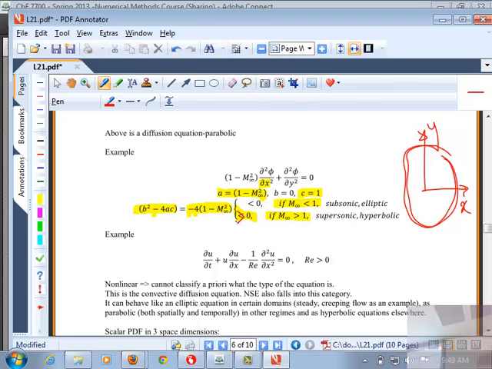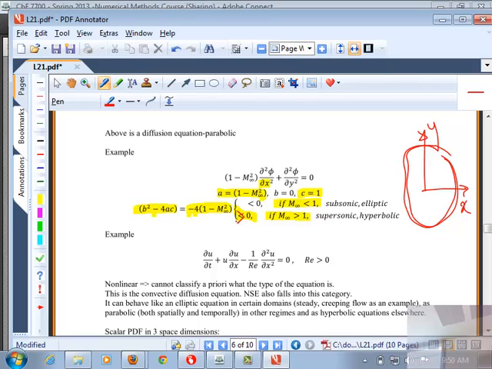So the next example is, we have seen an equation of this form without the time derivative. If you remember, that's a convective diffusion equation. So here you have a convective term, and here you have a diffusive term, and you have a transient term. So to make it into a PDE, we are looking at the transient effect of convection and diffusion.